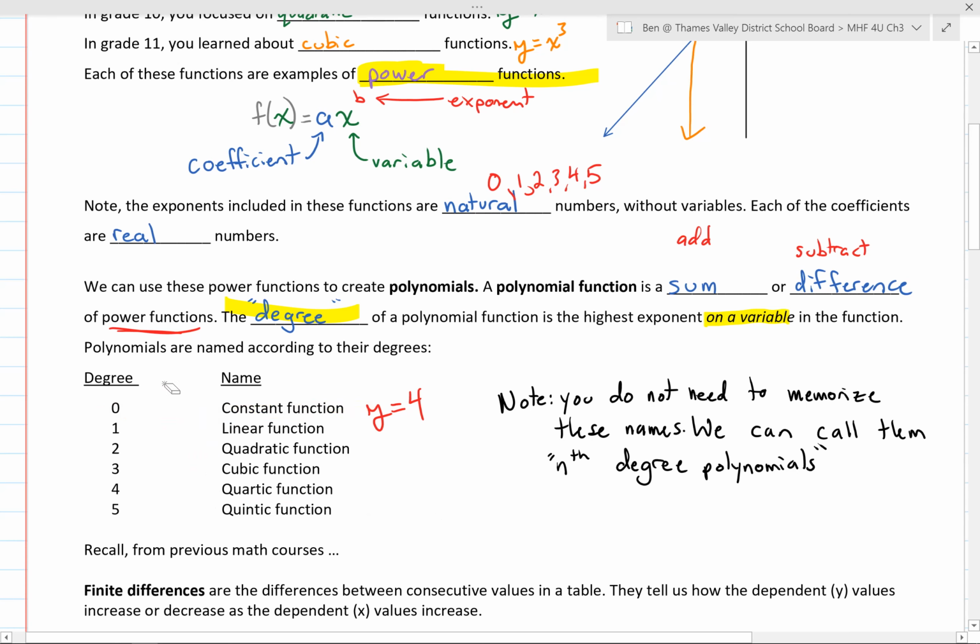You will get more used to these prefixes, but either way, we can call them nth degree polynomials, in which case we would say here, a quintic function, we would call a 5th degree polynomial. Right, so we're nth here, n is the degree.